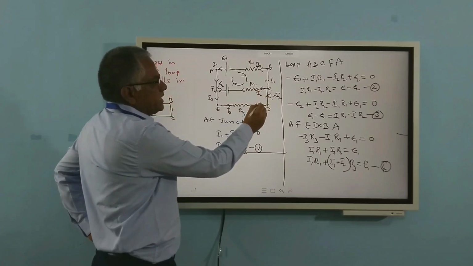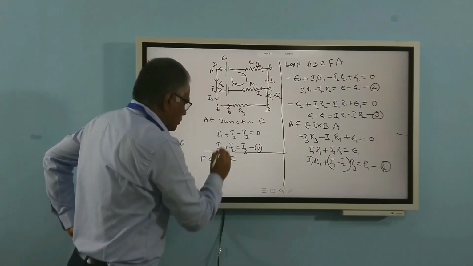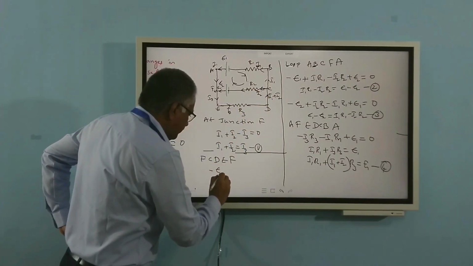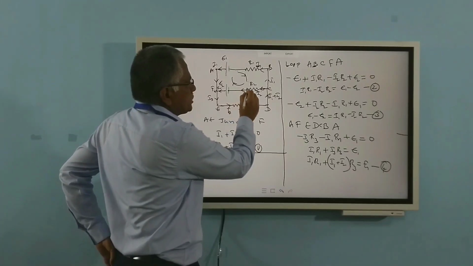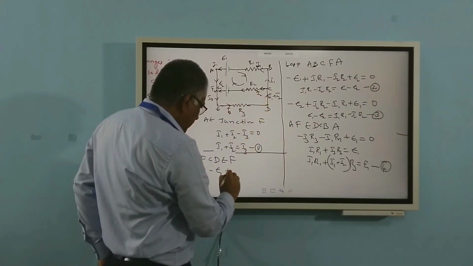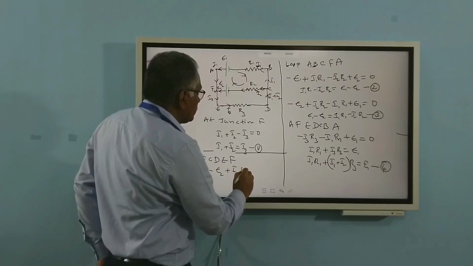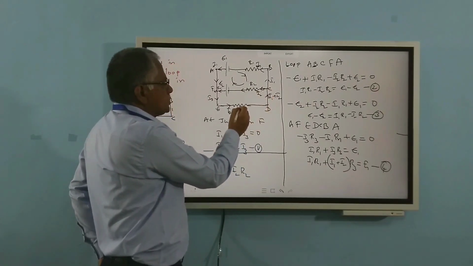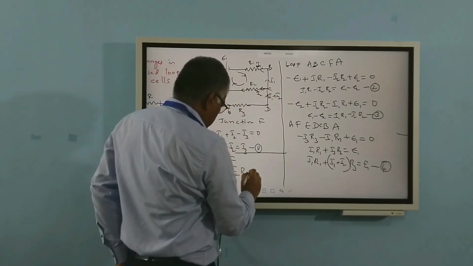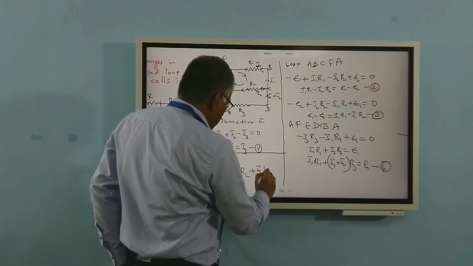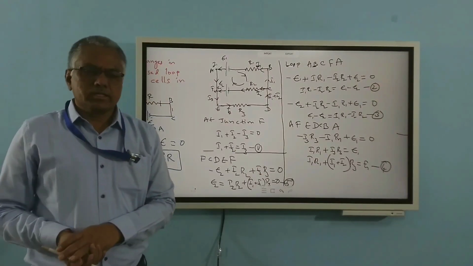You see here in this direction, clockwise. Positive to negative, minus E2. Opposite to the direction of current, that is plus I2 R2. You see here opposite to the direction of the current here, plus I3 R3. This is regarding the Kirchhoff's laws.